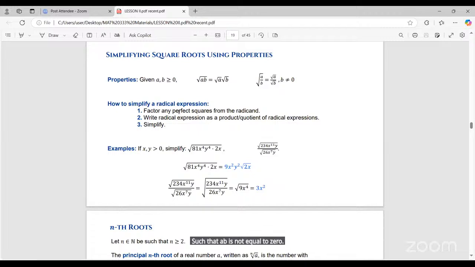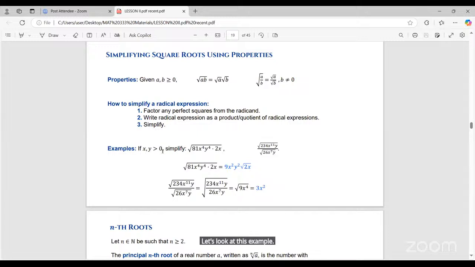How to simplify a radical expression? The person that doesn't understand, listen very well. Factor any perfect square from the radicand. Write radical expressions as products or quotients of radical expressions. So then you simplify. Let's look at this example.